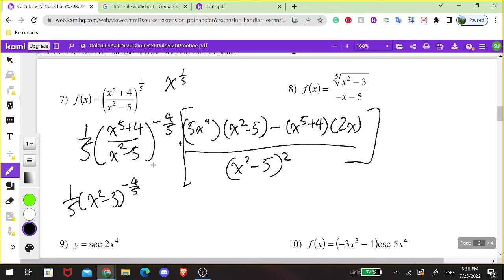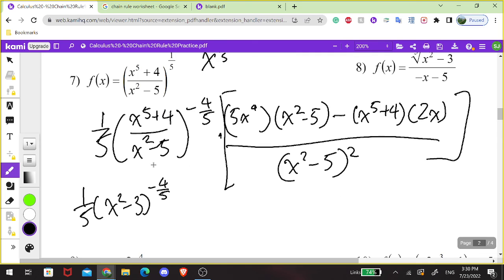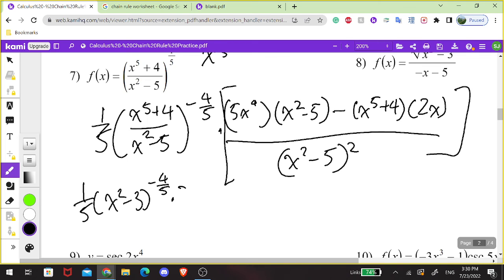See how I almost forgot? On exams and stuff, it's really easy to forget to use chain rule, and I've done it on the AP exam, I'm sure. So now we need to remember to use chain rule by multiplying this by 2x. We take the derivative of the inside, x squared minus 3, and the derivative of that is 2x.